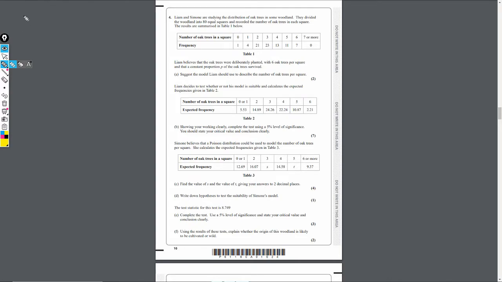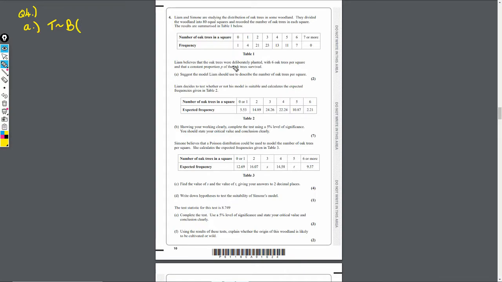So, question 4a, what is the distribution here? Well, if I put t for the trees, the key here is where it says constant proportion. Remember, when we're looking at distributions, if you ever see the fact that it's in proportion, it's more than likely always going to be binomial. Okay, so we know this is going to be a binomial distribution. So t is distributed binomially.